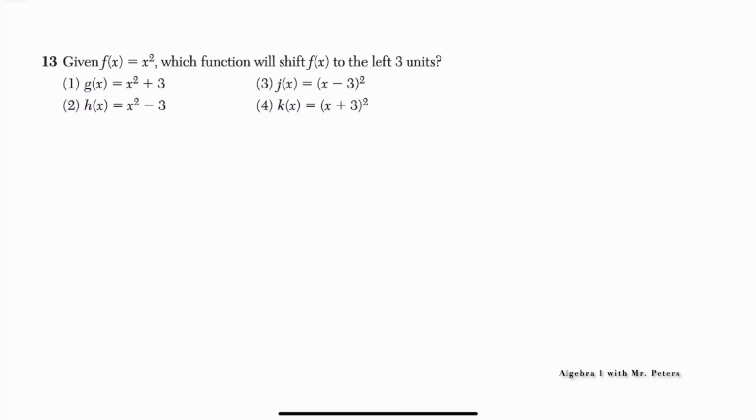Problem number 13 states that the function f of x is equal to x squared, and it wants to determine which function will shift f of x to the left 3 units. So if we remember transformation of functions, the equation is going to be f of x is equal to a times (x minus h) squared plus k. And we have to remember that a just represents the vertical stretch and compression, h represents the horizontal shift left or right, and then k represents the vertical shift up and down.